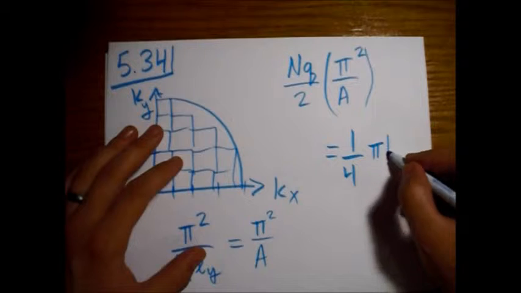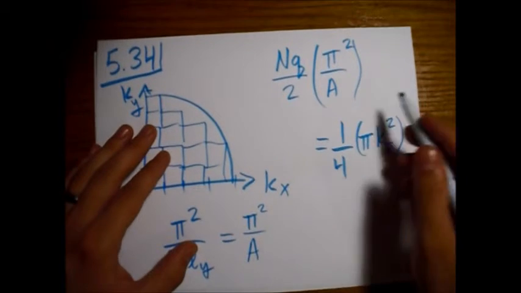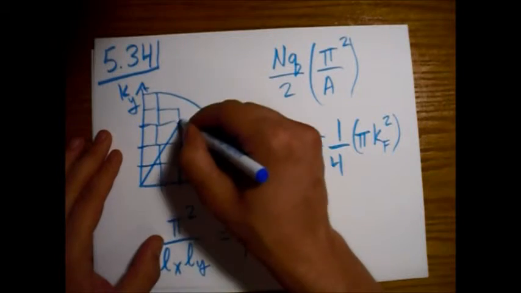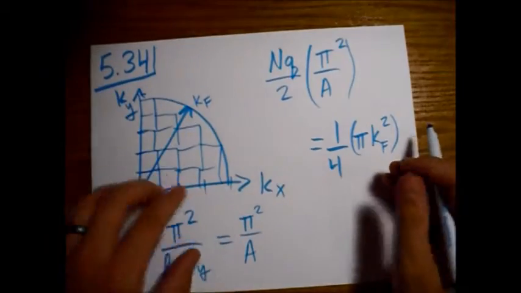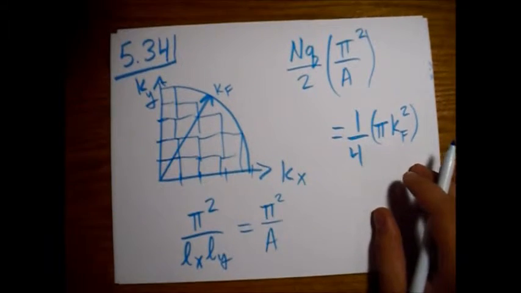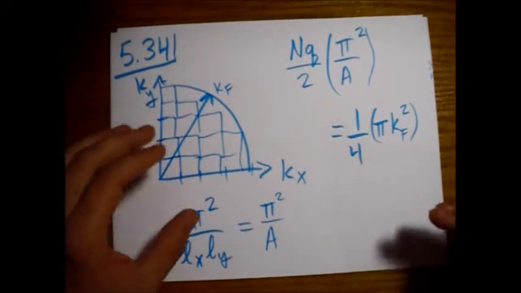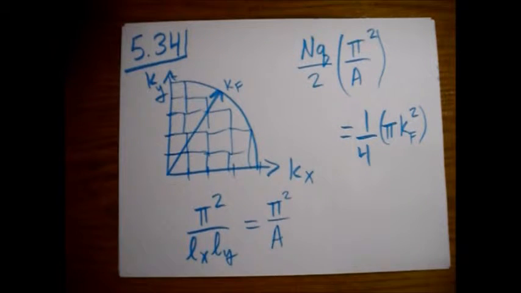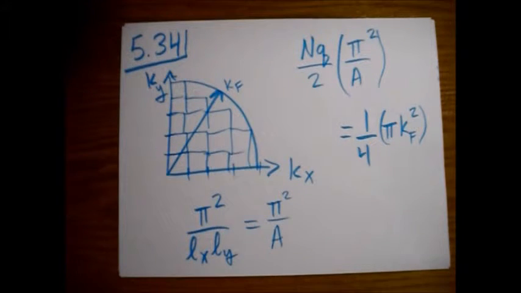So this is going to be equal to 1/4 times pi kf squared, in 2 dimensions. kf is the radius out to the edge of these states. I drew this really jagged, but you can think of this as building with Legos or something. You're trying to approximate a curved surface with a bunch of Legos, and the more Legos you use, the better you can approximate a surface.